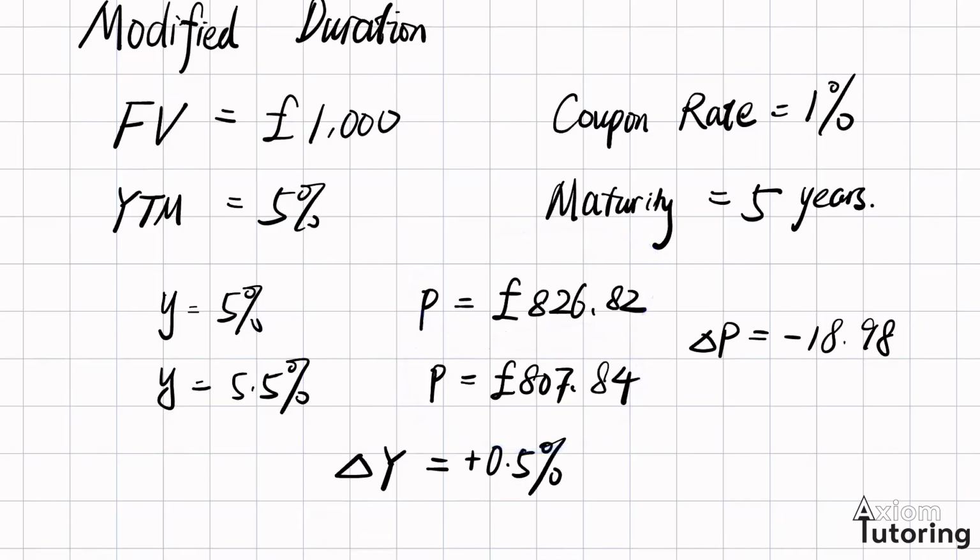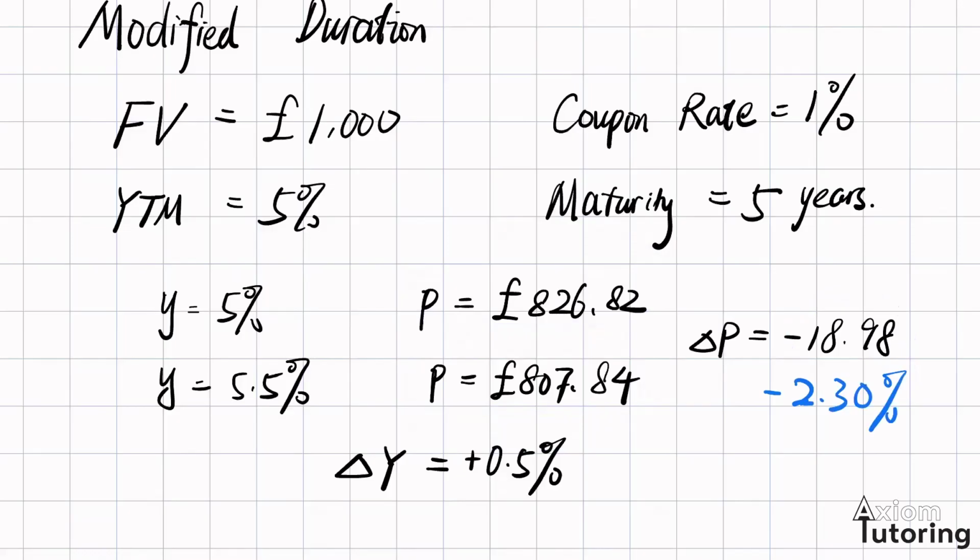We can know the accurate change in the price by comparing these two prices. The accurate change is going to be minus 18.98 pounds. In percentage terms, that's going to be negative 2.3%.